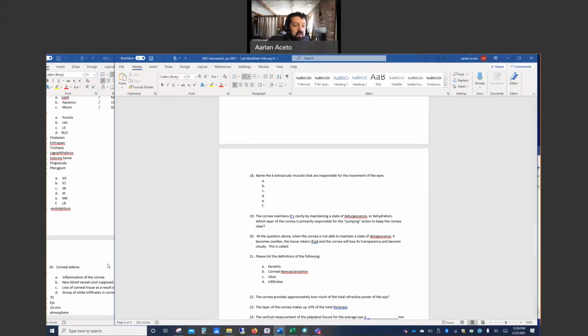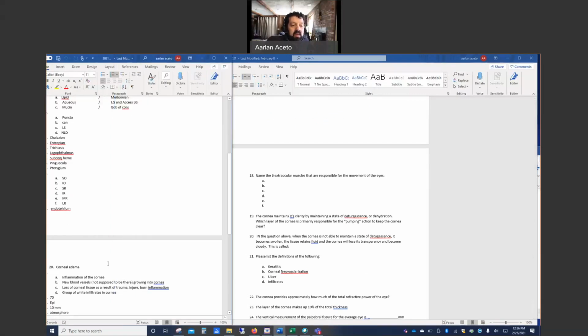Ulcer, loss of corneal tissue. It can be injury, inflammation, infection, but the idea is it's a loss of, it could be a crater, but the loss of corneal tissue is what I was looking for. And again, I asked specifically from the reading, these were just definitions you could type right out.